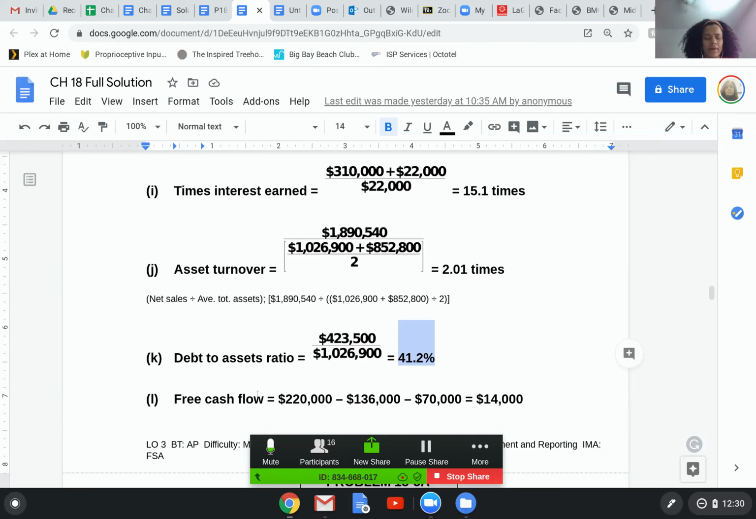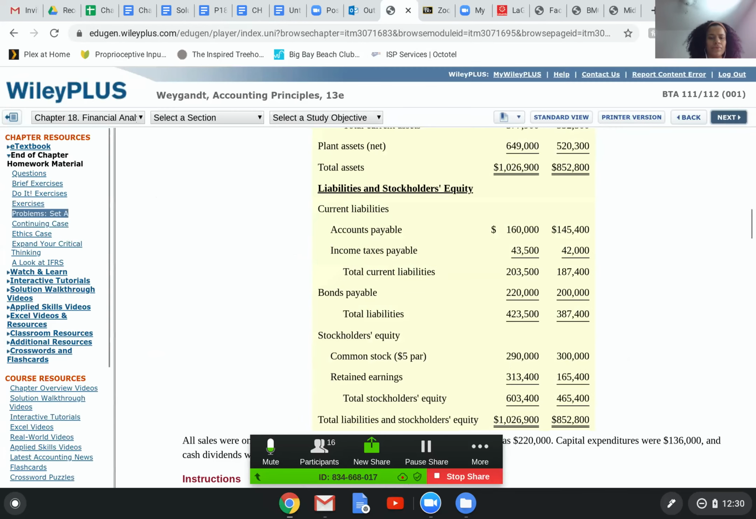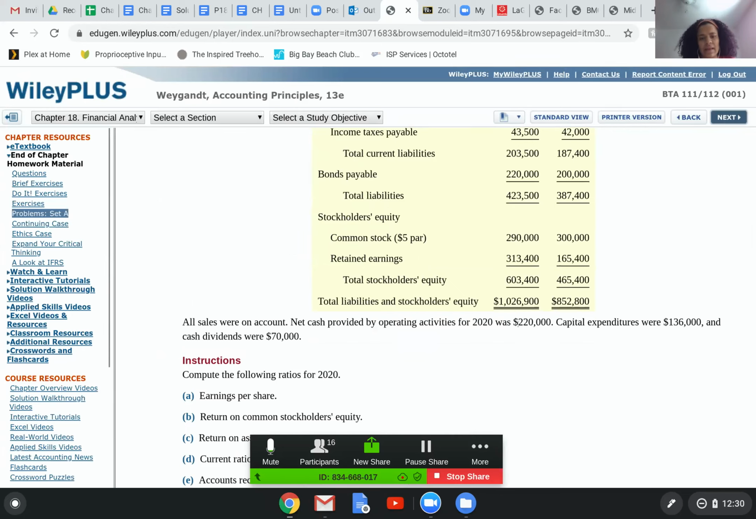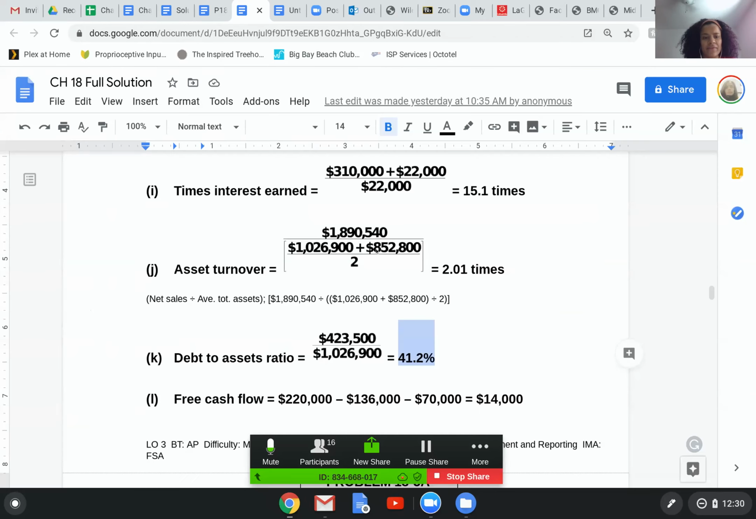And then the last ratio is free cash flow, and that information was given to you. You just had to remember the formula. So it's the net cash provided by operating activities minus the capital expenditure minus the dividend, tells you how much cash, in this case $14,000, is actually, as the name implies, free and ready to be used, or if someone's investing in the company, ready to be taken out of the company and not needed for replacement of property, plant, and equipment, or for payments to stockholders. Right, so that's the free cash flow. Remember, that's from chapter 17. The formula is available for you there.